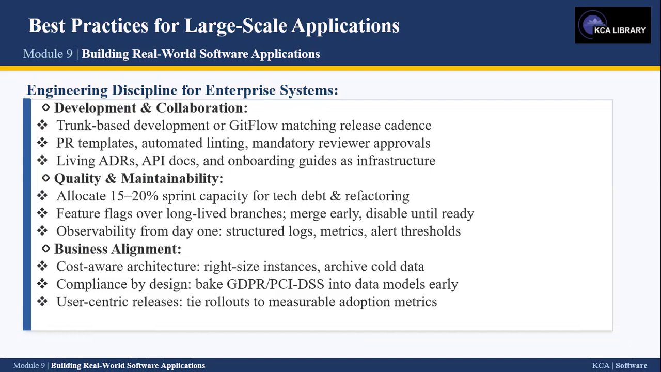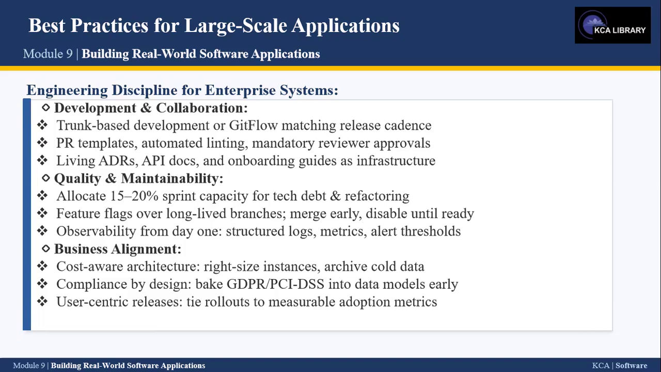Engineering disciplines separate successful enterprise systems from failing ones. The best practices for development and collaboration are trunk-based development or Git flow matching release cadence, PR templates, automated linting, mandatory reviewer approvals, living ADRs (architecture decision records), API docs, and an onboarding guide.